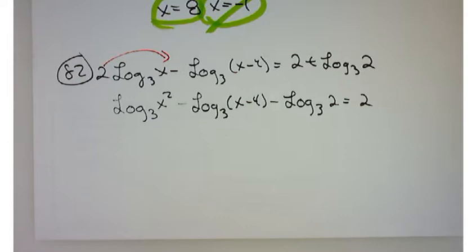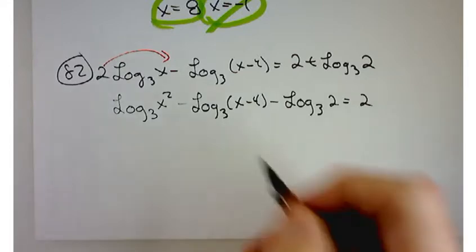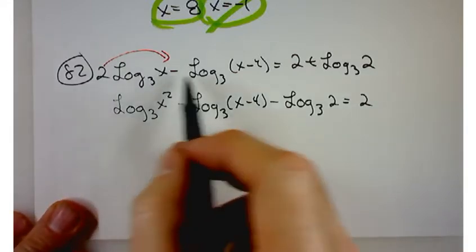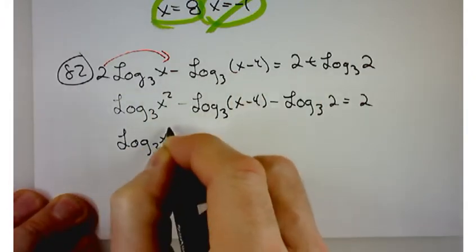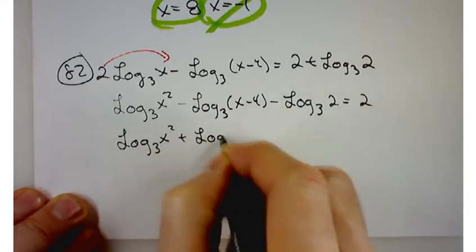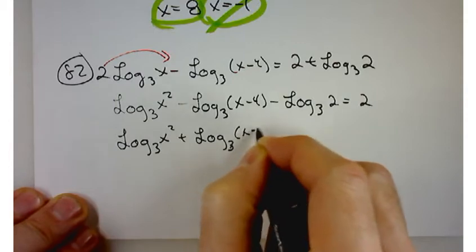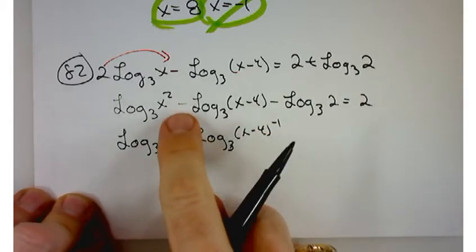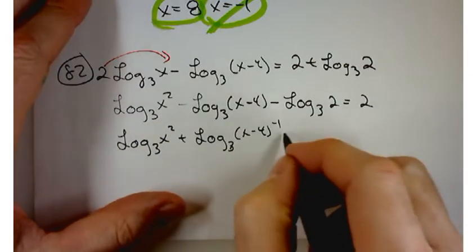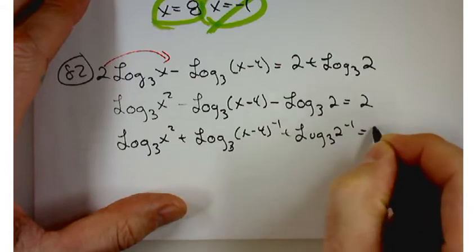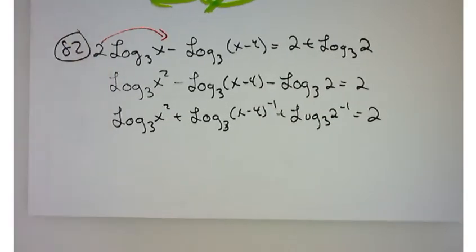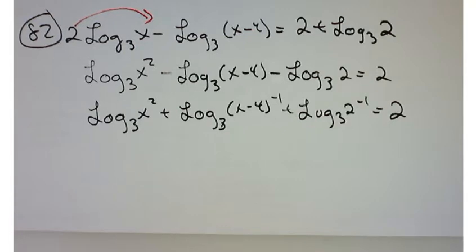Our goal is to write this with one logarithmic term. That's our goal. And we practiced this last week. I probably should have done a little bit more work on this first step, but let me do it here. Let's do log base 3 of x squared plus log base 3 of x minus 4 to the negative first power. So I'm taking that negative up into the exponent here and here. It's probably the most convenient way to bring all these terms together.